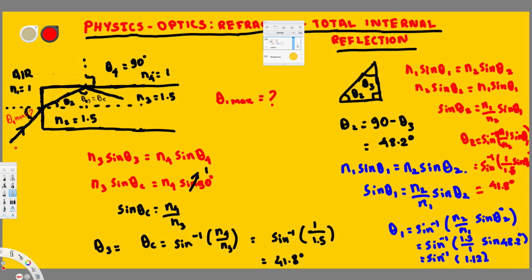So it doesn't matter what incident angle we have, the light will always stay inside of the fiber optic cable, and that's going to be the final solution. So the maximum angle can be any angle. There's no maximum angle, and that's how we do this kind of problem. I hope you find this video helpful. See you next time.